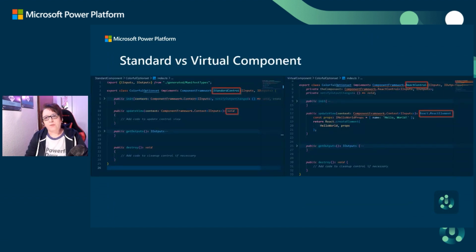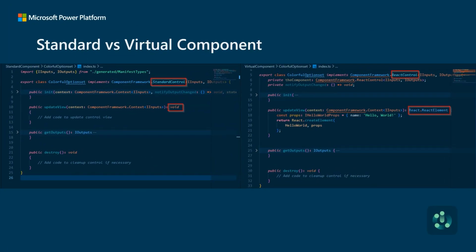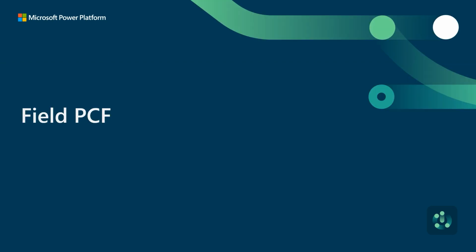So speaking about the difference between standard and virtual component, the most important ones are inside the index.ts. So we can see that on the left side is a standard component, on the right side is a virtual component. And the main difference is the update view, because on the left side, we don't have to provide anything back. And on the right side, we have to deliver a React element. That's why this element will be taken by the platform and included in the render process.